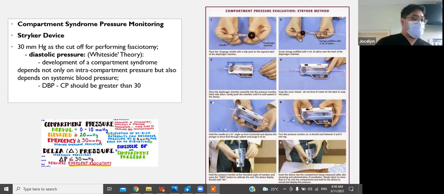So let's say my arm has two compartments and we have already checked. You get diastolic blood pressure minus your compartment pressure bilaterally. If it is less than 30, you should go for urgent fasciotomy. But if you are checking only one compartment, the normal value is 0 to 10, and emergency is more than 30. If you see more than 30 already, say 35, then you have to cut, urgent fasciotomy.